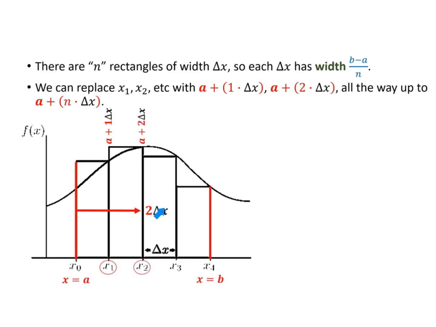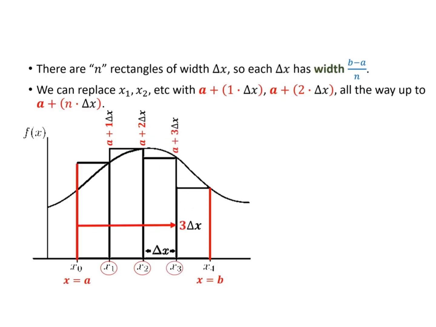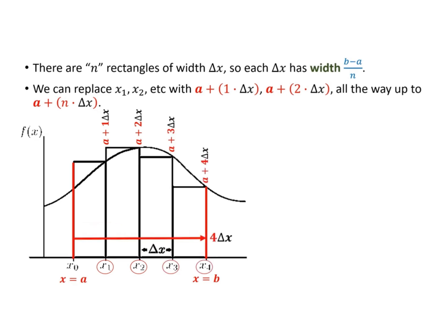So if I add another change in x, this value here is going to be a plus 3 changes in x, and so on. Of course, the last one is going to be 4 changes in x. The number of changes in x indicate how many rectangles we're dealing with. So for example, I have 1 change in x here, which means there's 1 rectangle. Here I have 2 rectangles, and I have 2 changes in x, etc. Okay? So here's some more descriptor.